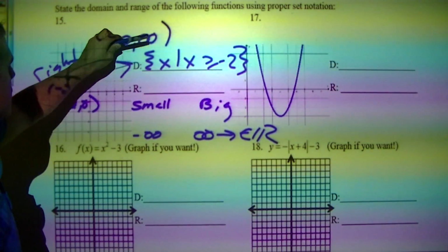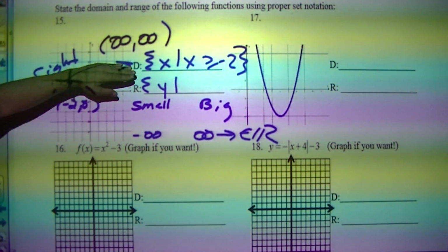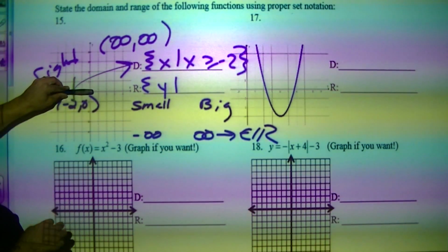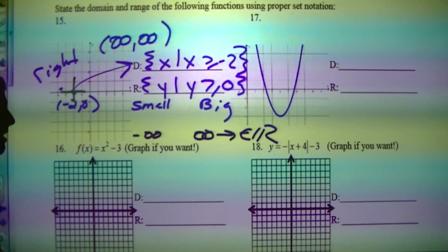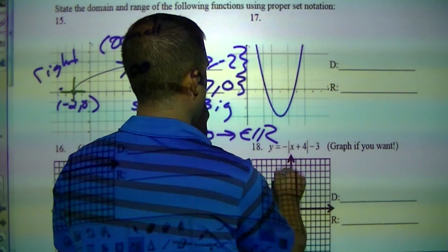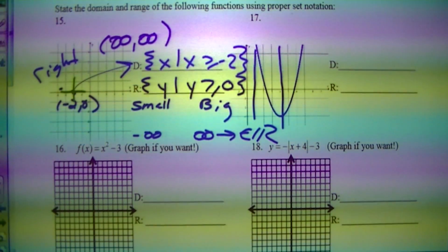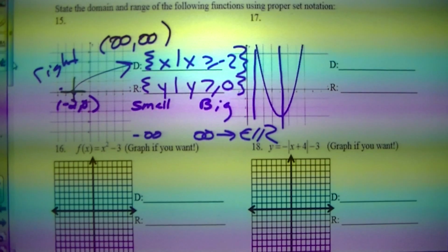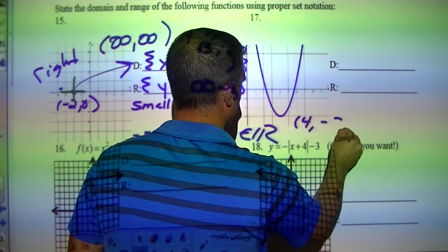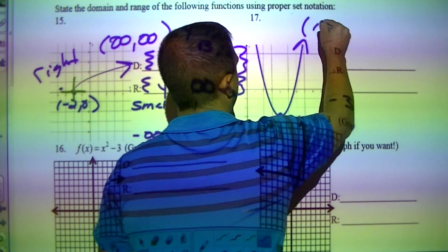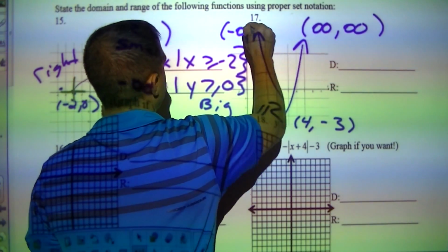Now, let's look at the range, which is the y. Smallest y is 0, biggest is that. So I got to look at this. What happens? It goes up, so that's going to be y is greater than or equal to, and that y coordinate is 0. Coming over to this, I know this is sort of hard to see. From what I can tell, that's like 1, 2, 3, and 4. Let's call that 4, negative 3. As far as the vertex goes, that would be positive and positive. This is like an arrow too, negative and positive.